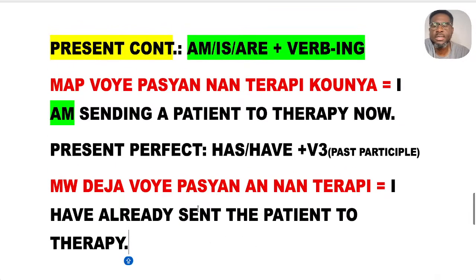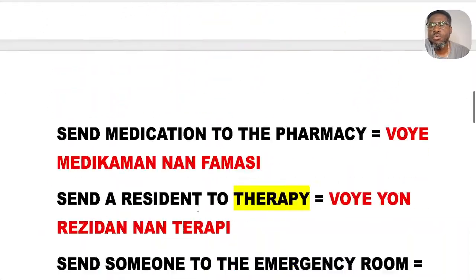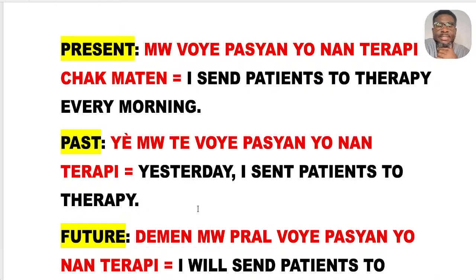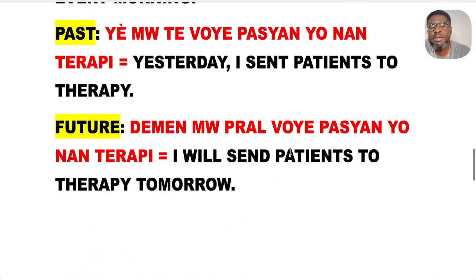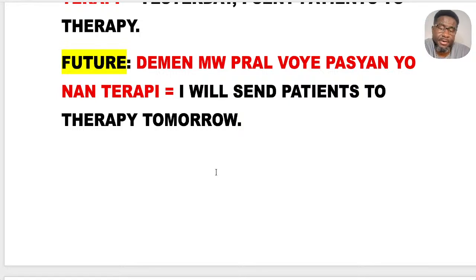Alright, so là nous gen 5 temps et essentiel yo. Là si n'a pour retourner nous fait comparaison guys n'a pour. OK? So, moi voye patient yo dans thérapie chaque matin. I send patients to therapy every morning. Hier, moi te voye patient yo dans thérapie. Yesterday, I sent patients to therapy. Demain, mwen pral voye pasyen yo nan terapi. I will send patients to therapy tomorrow.